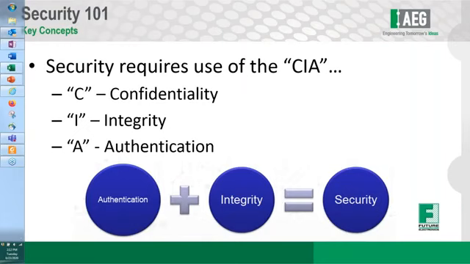The I in CIA stands for integrity. You must ensure the integrity of the information from the other end of the link before you use it. A stands for authentication. You have to ensure that the other side of the link is authentic. In reality, security is often achieved with just authentication and integrity measures.